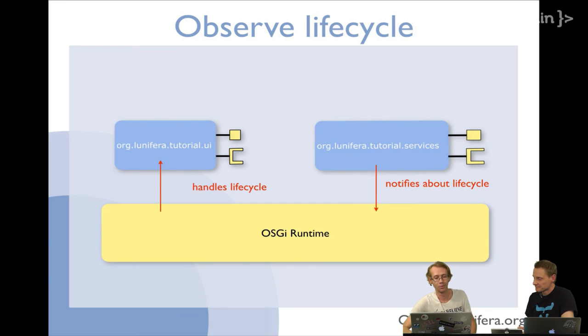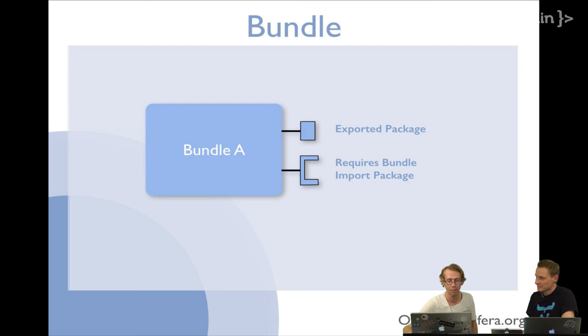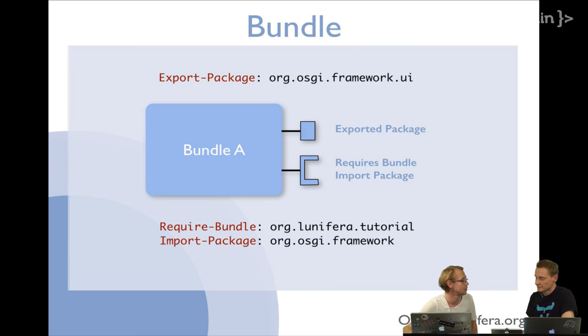Another really important thing about OSGi is dependencies. We need to deal with dependencies. Let's say we have a bundle, let's call it A, and a bundle may export packages and it may import packages. A package is a Java package contained inside of the bundle. If bundle B needs to load classes from the bundle, it can only see exported packages. So it's very important to know that every package you export, see it as API.